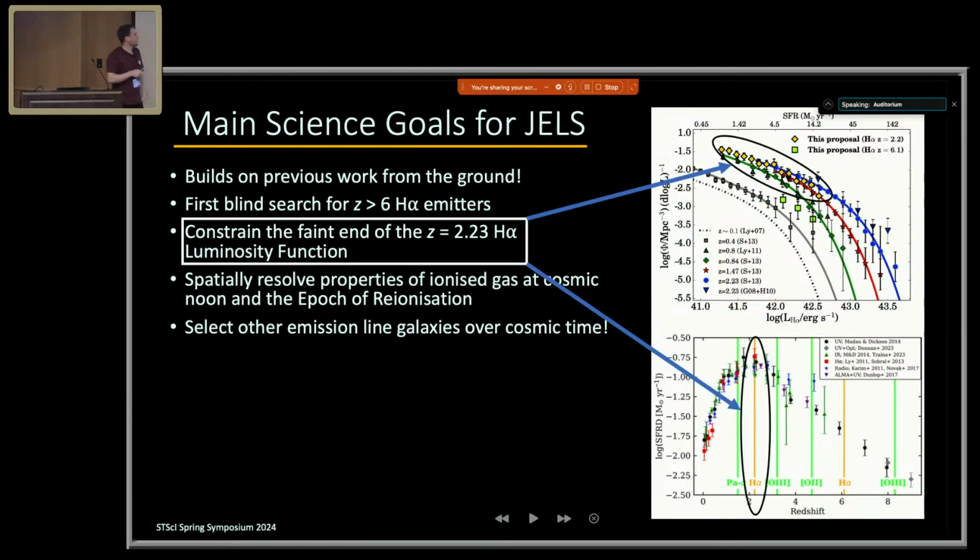Another project that's going to be ongoing at some point soon as well is constraining the faint end of the luminosity function at cosmic noon. From the ground, we've done a pretty good job getting the bright end of it, but thanks to JWST and its sensitivity, we want to go fainter in luminosity space and really constrain the faint end slope, which will have a massive impact on your measurement for the star formation rate density.